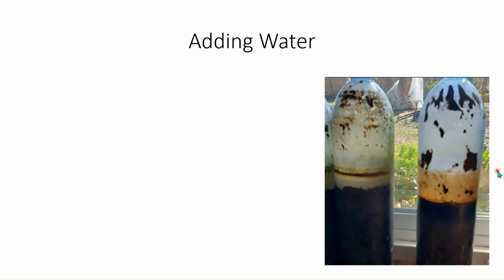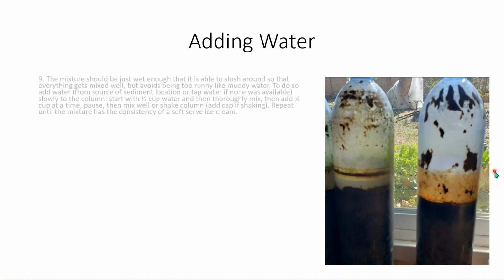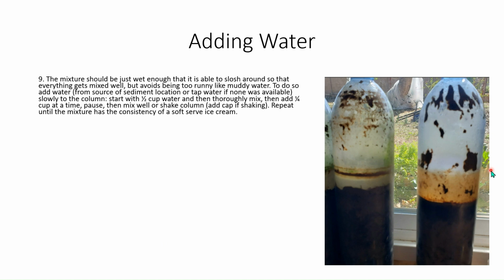Now you've got to add the water. This is the really tricky stage. It's tricky because you don't want to add too much water, and once you add too much water, you can't separate the water from the soil. So, what I recommend, if you have relatively dry soil, is to start with a half a cup of water, pour it into your column, then put the lid on tightly and mix it thoroughly. Shake it up really well.